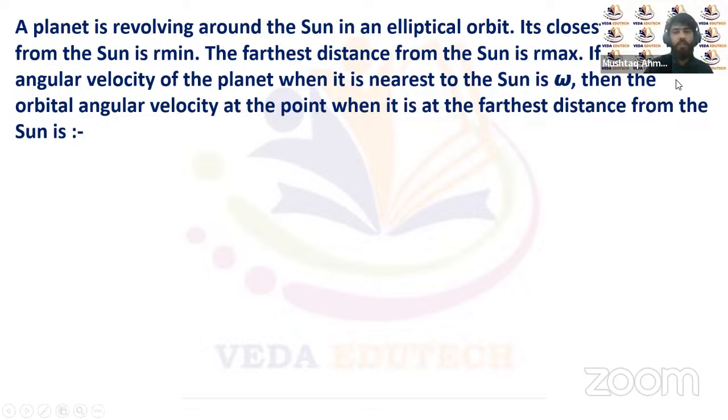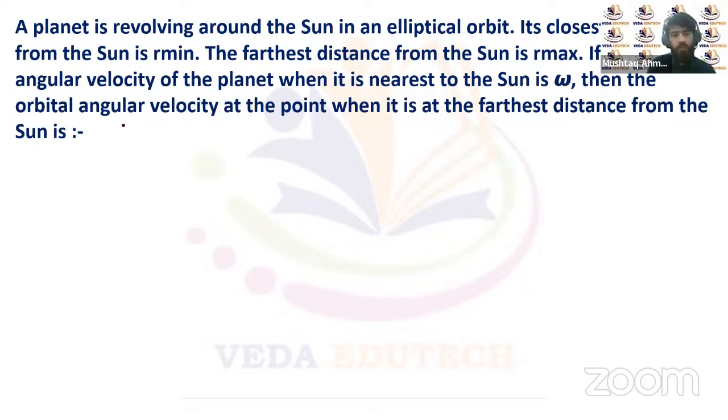A planet is revolving around the sun in an elliptical orbit. Its closest distance from the sun is r minimum. The farthest distance from the sun is r maximum. If the orbital angular velocity of the planet when it is nearest to the sun is omega, then what is the orbital angular velocity at the point when it is at the farthest distance from the sun? We have to find the relation between the orbital angular velocities.